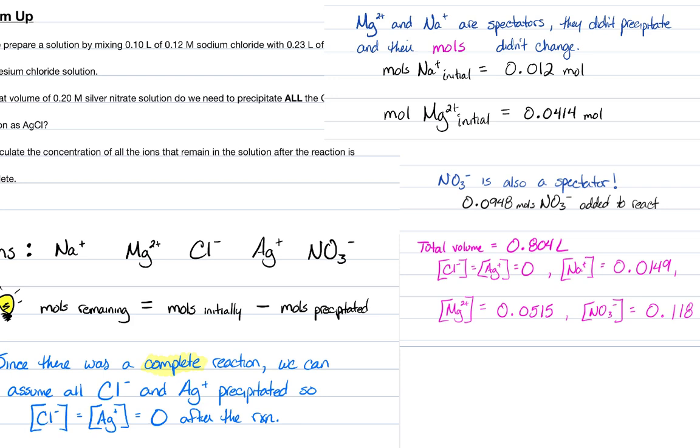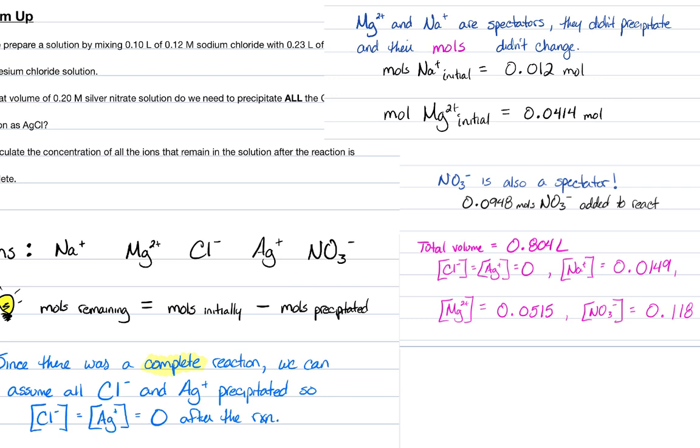So they don't precipitate. So their moles didn't change. Their moles initial and their moles remaining are the same. In other words, their moles precipitated is 0, right? So moles remaining equals moles initial. So I've already got those numbers in my part A calculations. This is volume times concentration for the sodium chloride, volume times concentration for the magnesium chloride. You can get moles of sodium, moles of magnesium. So those are the same, right? 0.012 and 0.0414. And then NO3, also a spectator, okay?